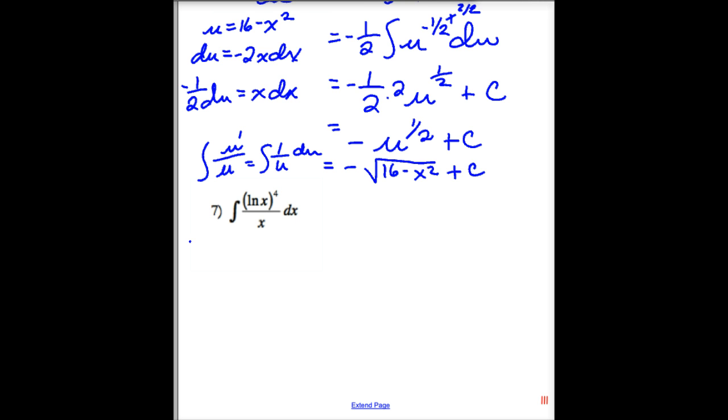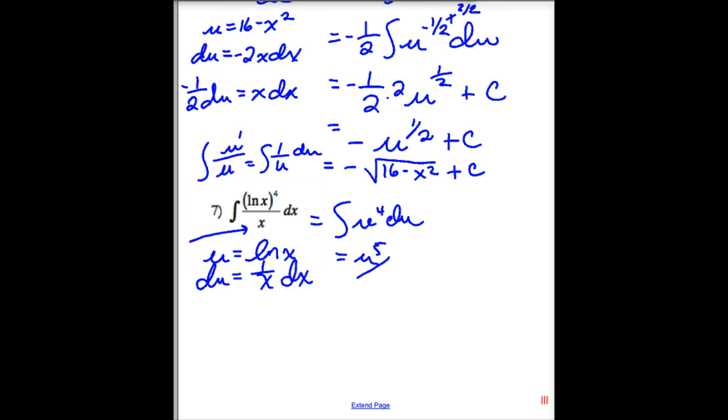On this one, if I would let u equal x, the derivative is 1. It's got nothing to do with ln x to the 4, so that's a poor choice of u. We usually go to the bottom and let u be the bottom, but not always. On this one, my u would be natural log of x, because when I take its derivative with respect to x, du dx is 1 over x. So du is 1 over x dx. I've got another power rule problem here. I've actually got u to the 4th du, which is u to the 5th over 5 plus our good friend c, and then substituting back in, it's just ln x to the 5th over 5 plus c.